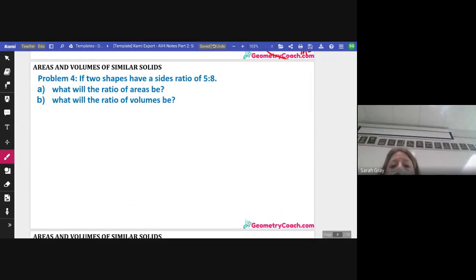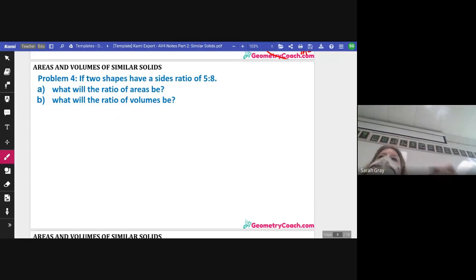All right, if two shapes have a side ratio of 5/8, what will the ratio of their areas be?